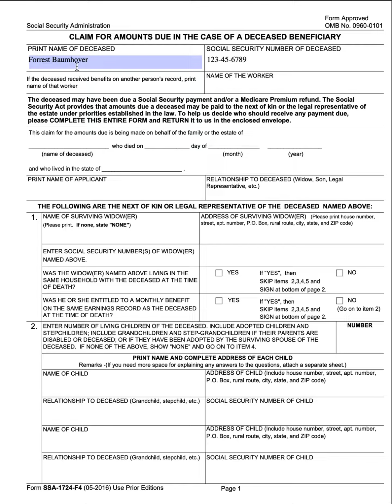I put my name in, Forrest Baumover, Social Security number. If the deceased person received benefits on another person's record, then you would put that person's name here, just like this. Then you would complete the section below, which indicates that the deceased may have been due either a Social Security payment and or a Medicare premium refund.